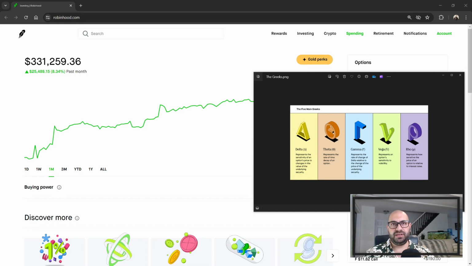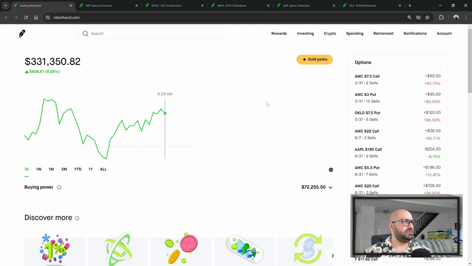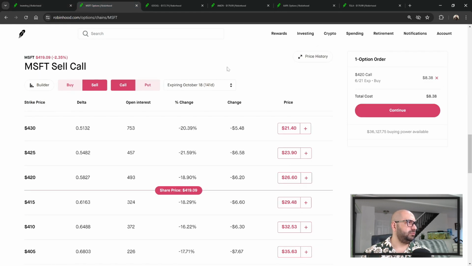Delta can also be used to represent the percentage chance that the option will end up in the money. So an option with a delta of 20 means there's a 20% chance that the option will at some point be in the money. So if we look at my account and go, for example, to Microsoft options.